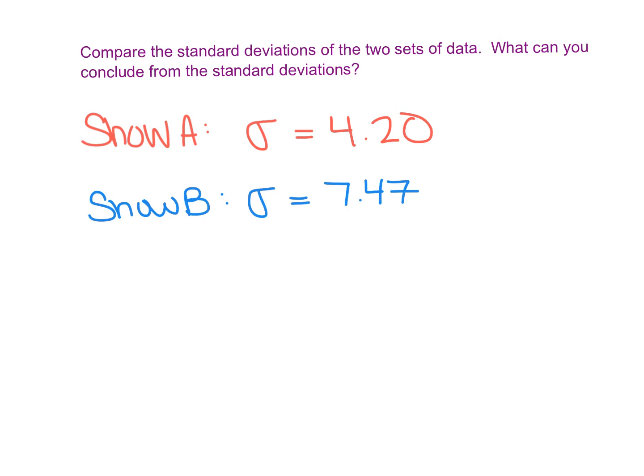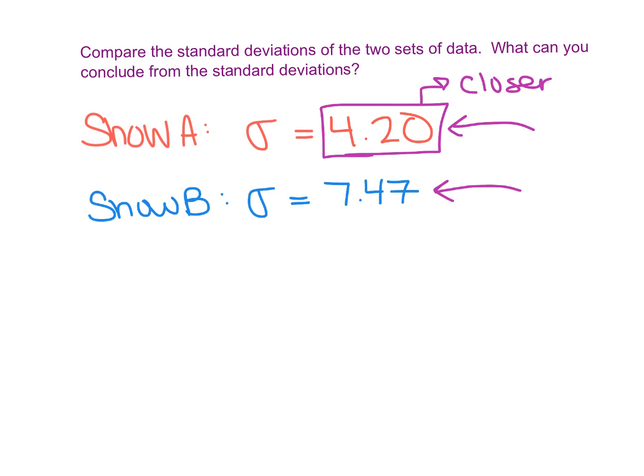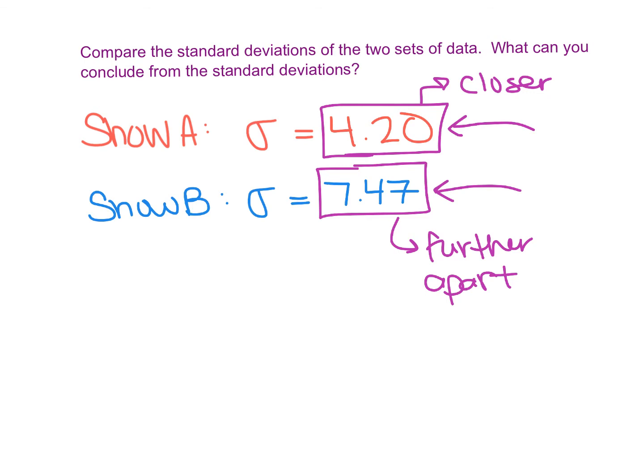So our standard deviations, remember, tell us how far apart on average the different values are in the data set from the mean. So here in show A, we had a standard deviation of 4.20. And in show B, we had a standard deviation of 7.47. So with this lower standard deviation, what this tells me is that these values in this data set are closer together. And the values in this data set are further apart and they are more spread out, which if I think about it, this second data set had some larger numbers. It had larger numbers like 32 and 48.